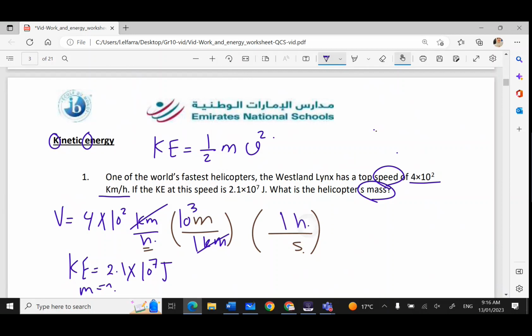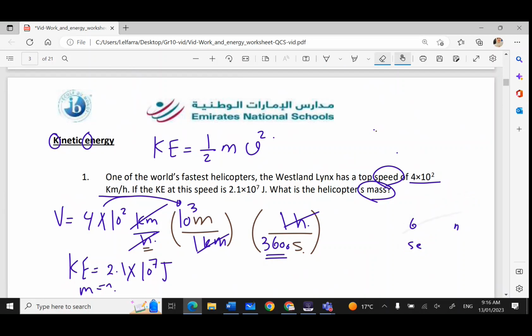1 hour, I put it on the top, on the numerator, to get rid of it. 1 hour is 60 minutes, and 1 minute is 60 seconds. So 60 times 60 is 3,600. So I'm going to multiply 4 times 10 to the power 2 times 10 to the power 3 divided by 3,600. That's what I'm going to do.